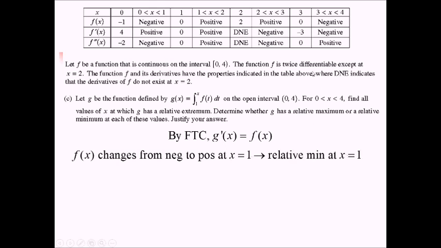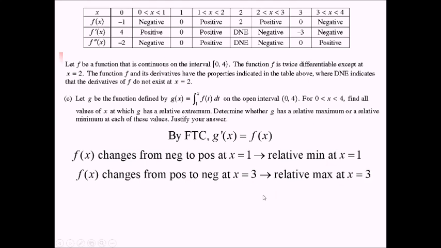Now, f is also changing sign from positive to negative at x equals 3. Since f, also known as g prime, is changing positive to negative there, that means that g has a relative max at x equals 3.